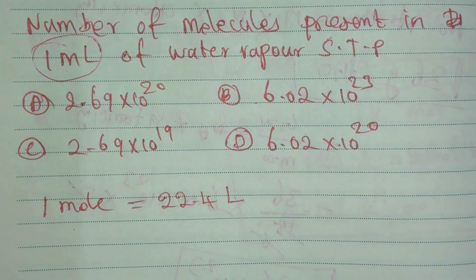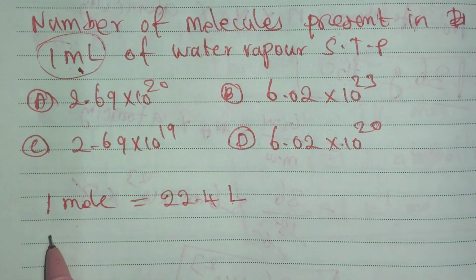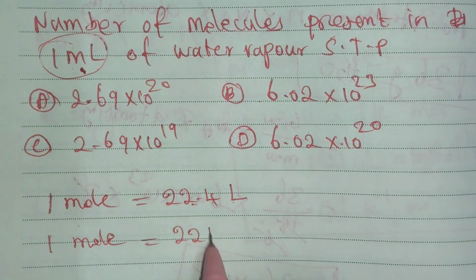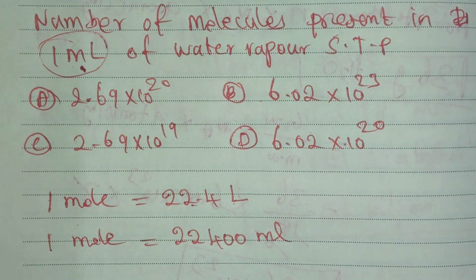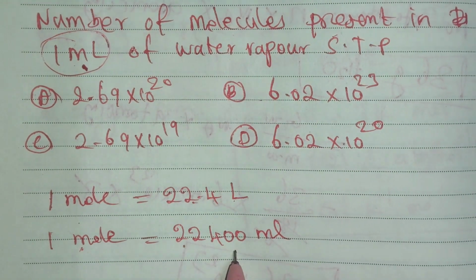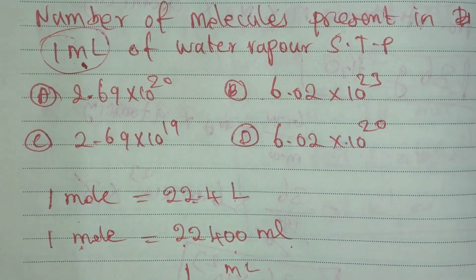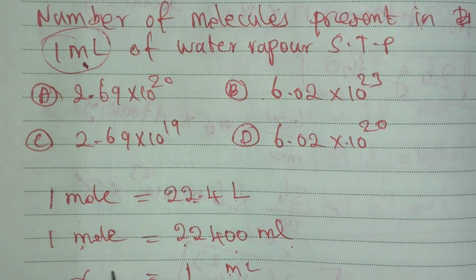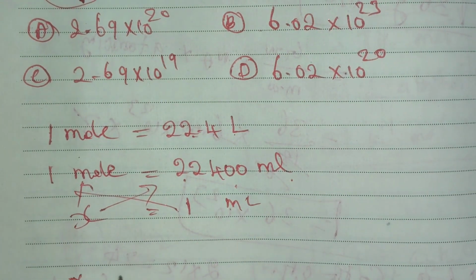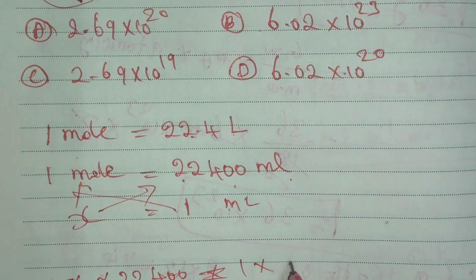Okay, so that volume is occupied. Suppose it is in liter, but in the question it is given in ml unit. That's why we convert the liter into ml. So 1 mole of gas is equal to 22,400 milliliter. Actually, 1 mole of gas occupies 22,400 milliliter of volume, and so for 1 ml volume, how much mole is occupied? So we can do cross multiplication. So we get x into 22,400 is equal to 1 into 1.